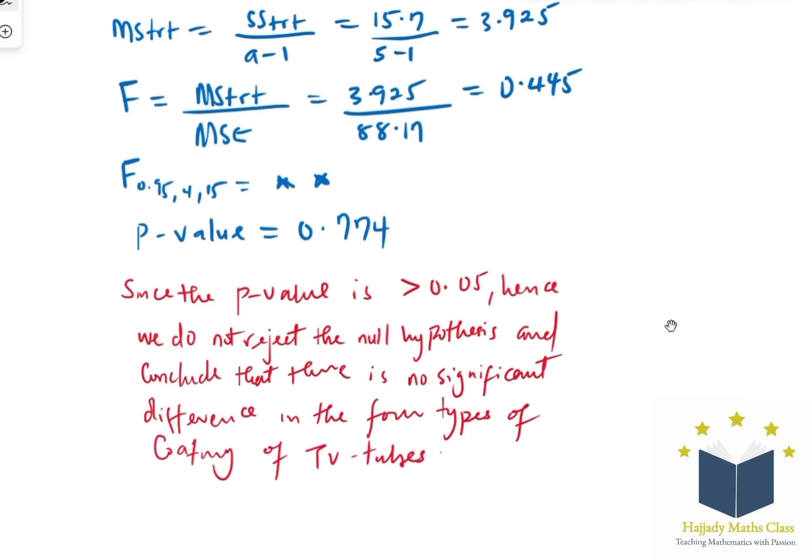And before I leave, please just know that here you can be asked to calculate the LSD, which is the least significant difference, to know which one is significant. Since there's no significant difference, then you can calculate LSD.